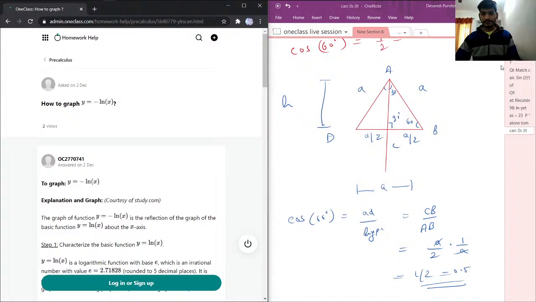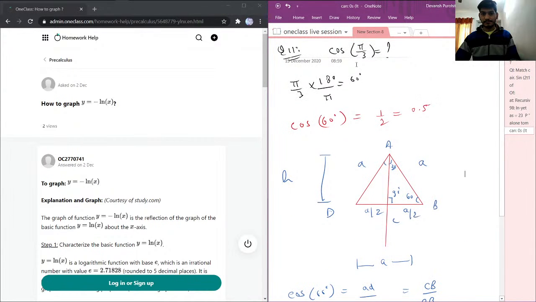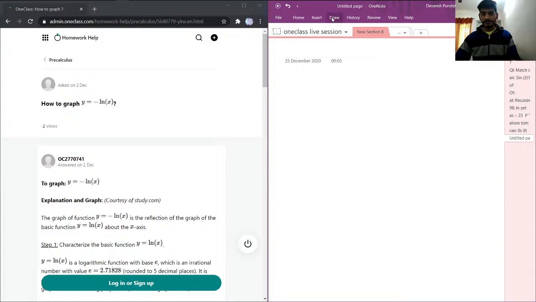Again, we have a graphical question. This is question number 11, and this will be question number 12. We need to graph y equal to negative of ln of x. So y equal to negative of ln of x is basically y equal to negative of log with base e of x.